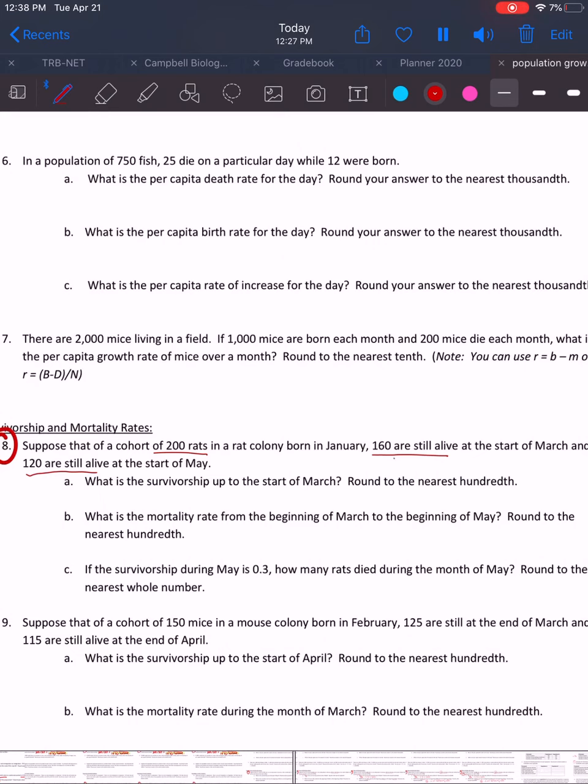Okay, it's going to fluctuate a little bit for B. We want to know what is the mortality rate from the beginning of March to the beginning of May. So now we want to figure out how many of these guys have died. So we're not going to just go 120 divided by 160. We've got to see how many have actually died. So I would have to go 160, the start of March, minus 120, the start of May. That gives me 40 rats that have died, divided by my original starting point, which was 160. So that's going to give me a 0.25 mortality rate here.